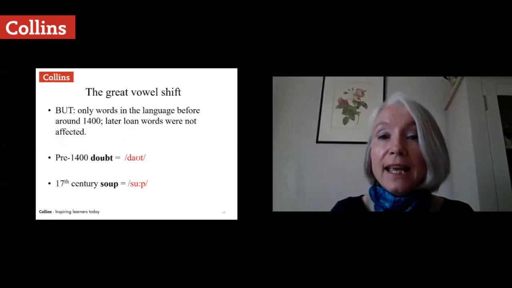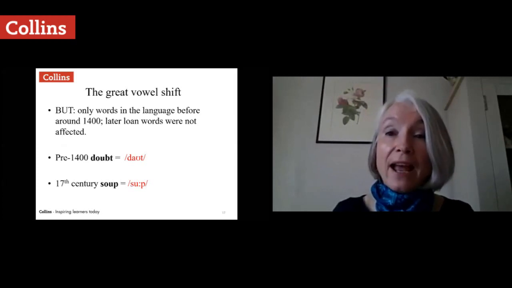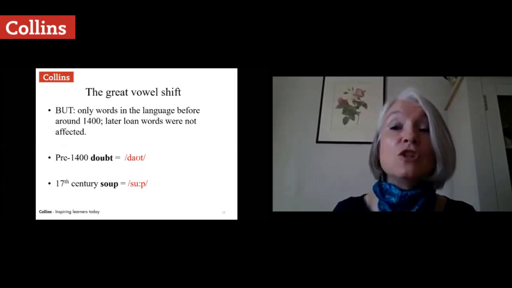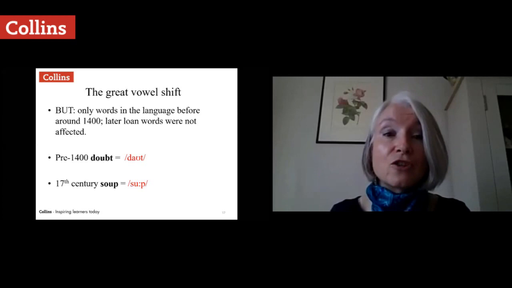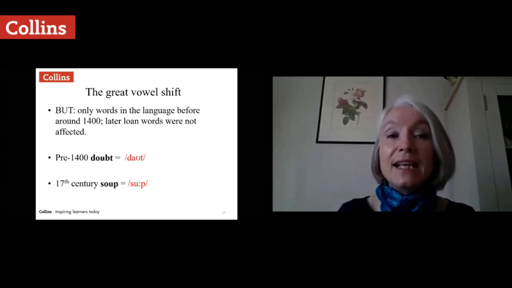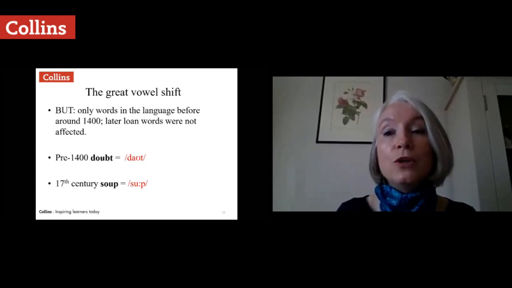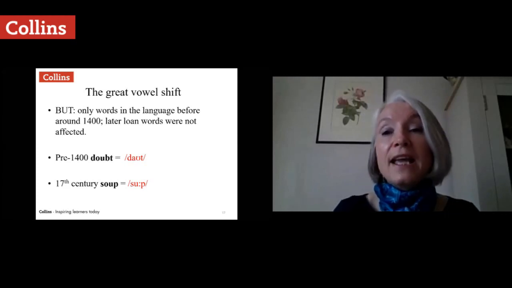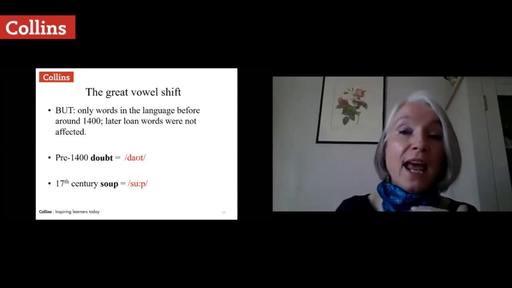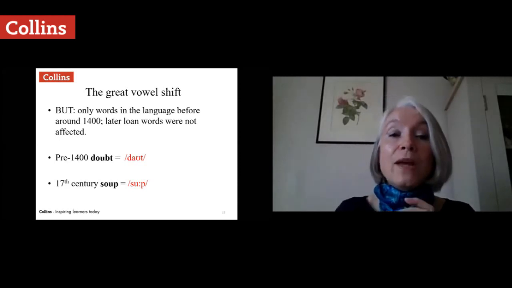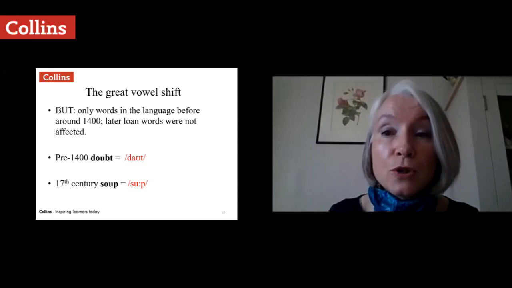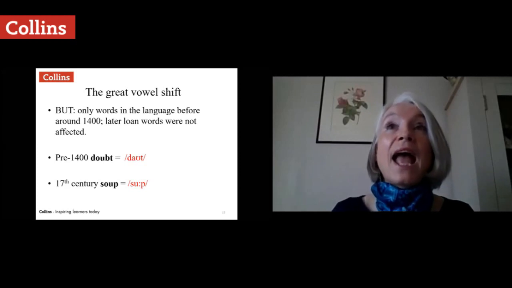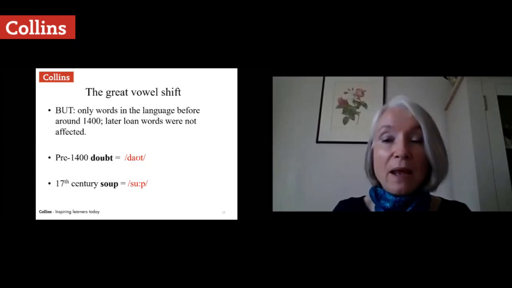but it only affected words that were in the language before around 1400. This is how we know it happened in the 15th century, started to happen during the course of the 1400s, because any words that came into English after about 1400 were not affected. And this is another contributing factor to why there is no one-to-one correlation between our vowel sounds and how we spell them. We have pre-1400 doot, remember from French, D-O-U-T, doot. The vowel became ow as part of the Great Vowel Shift, and the spelling reformers put B in.